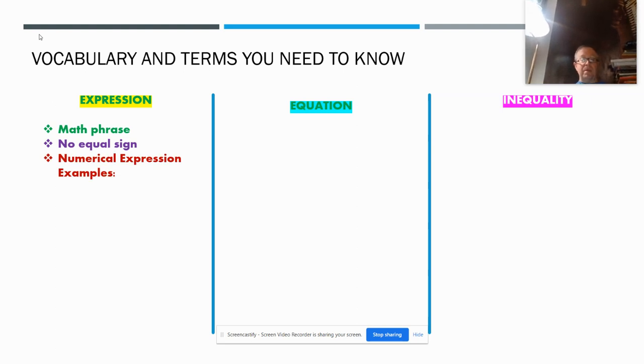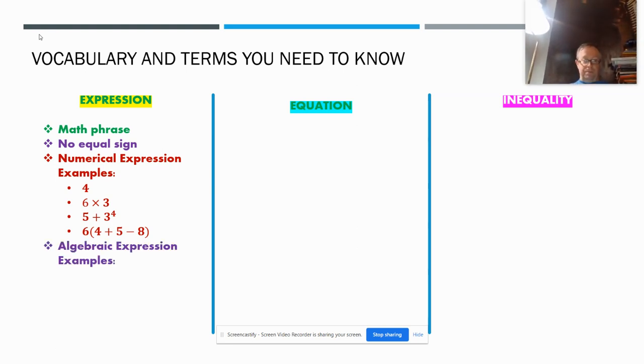be an expression. Examples of numerical expressions, which are numbers, are these. 4, just a number. That's an expression. 6 times 3. 5 plus 3 to the 4th power. 6 groups of 4 plus 5 minus 8. Those are all numerical expressions. No equal signs, numbers only, and we don't know what's going to go on with them. Can we find a value? Yes, we use order of operations.